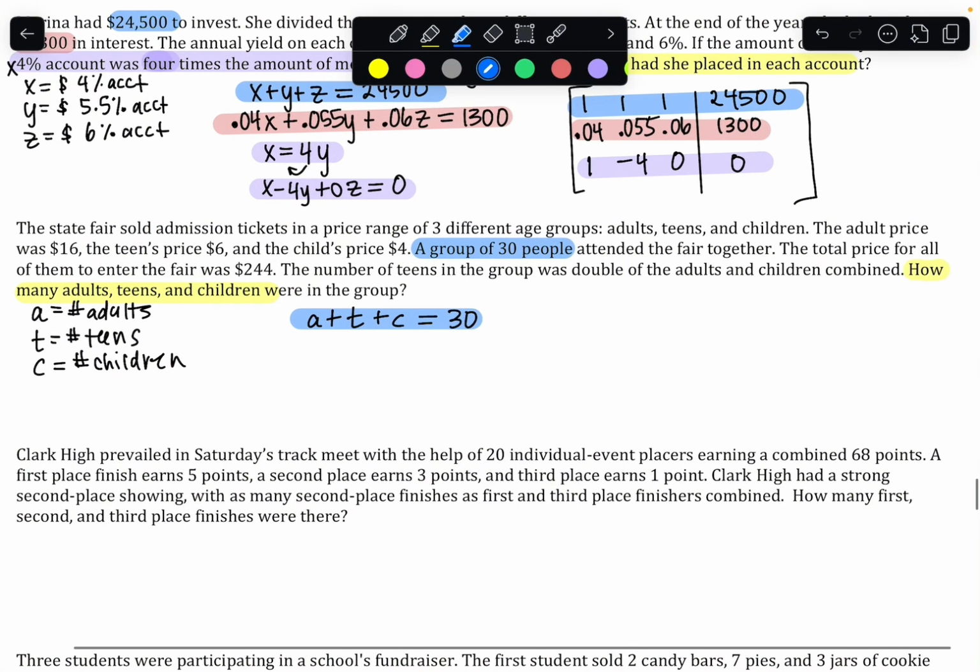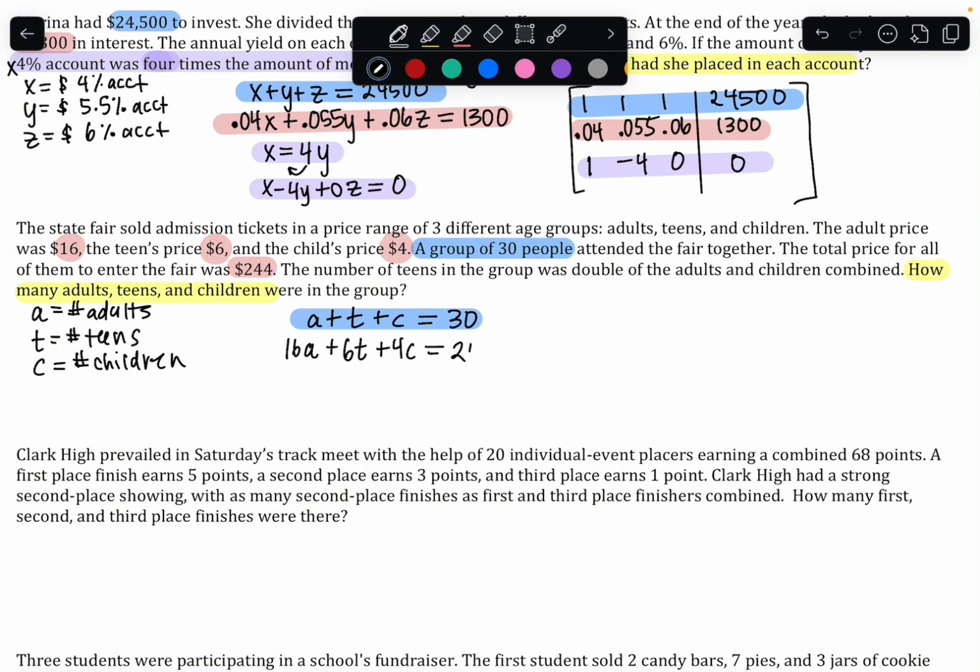Okay, and then now we have an equation for the total money as well. The total was $244. The adult price was 16, teens price was 6, children's price was 4. So adult price 16A plus teens price 6, and then children's price 4, and the total came out to $244.